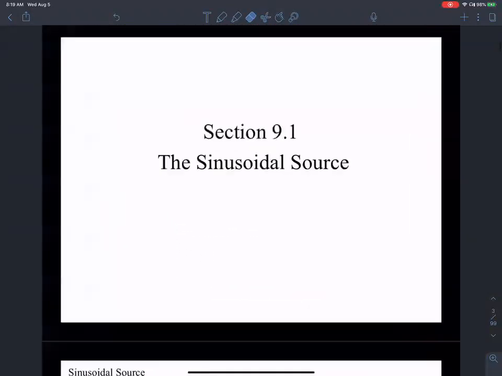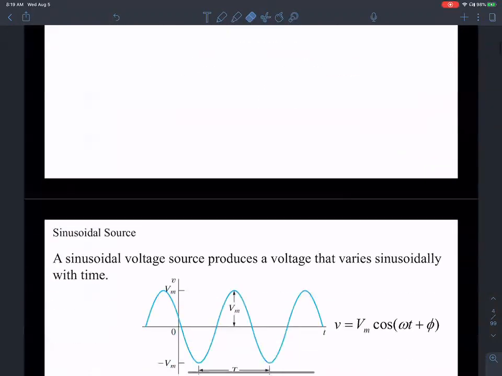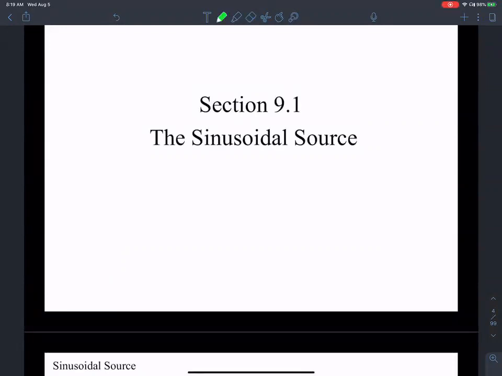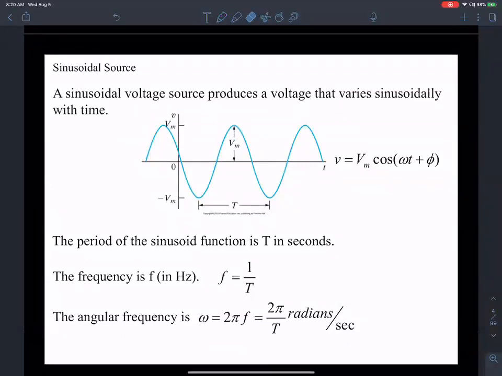All right, so let's look at the sinusoidal source. In this class, we're going to look at the cosine as the representative wave. There are courses and textbooks that actually use sine as a representative for a sinusoidal source, but we like to use cosine as a representative wave. Now a sinusoidal voltage source produces a voltage that varies sinusoidally over time. Let's say this is my cosine wave, right?